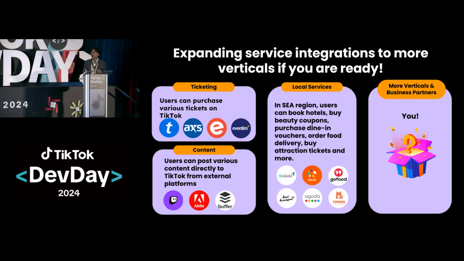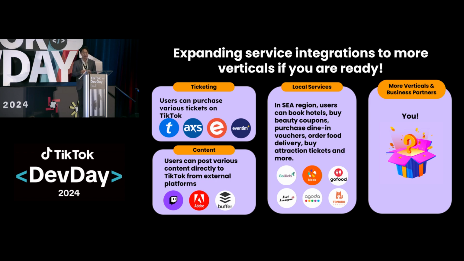And the content section basically allows users to post and share content across applications, from one app to another app. Some of the highlight partnerships we currently have include Twitch, Adobe, and Buffer. Buffer is one example of a social media management company. So if your applications and platforms focus on content generation, this might be one of the focus areas you are interested in.